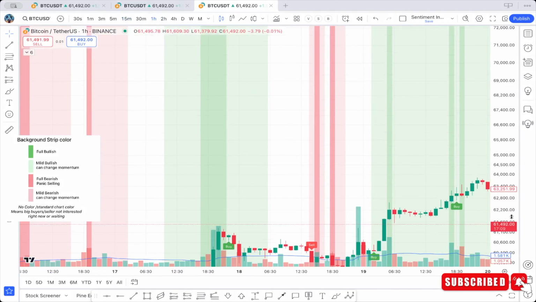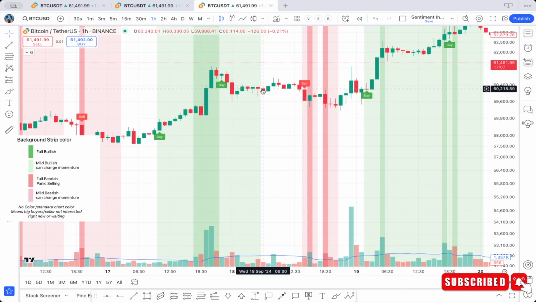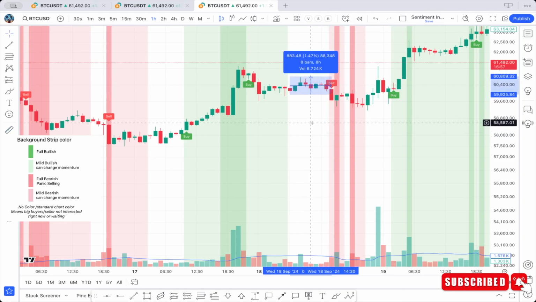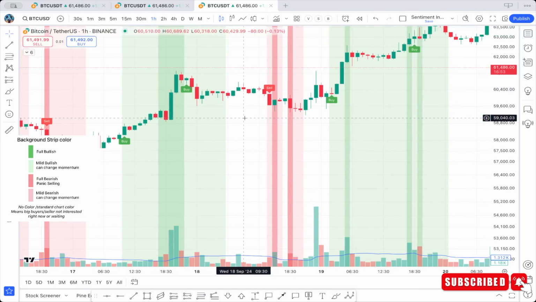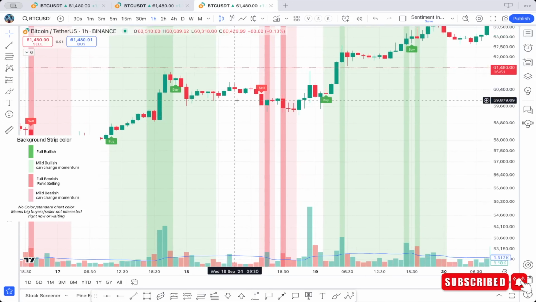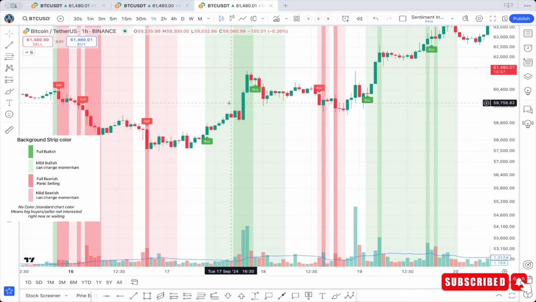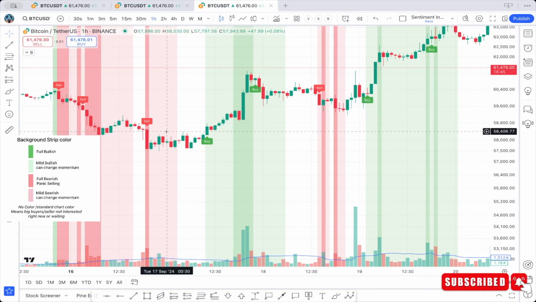And on the hourly chart as well, look at this. For those hours, looking at this chart, do you agree with me? Was there any momentum? No, right? And that's what the indicator is also telling you, that this is a no trading zone. Don't go for any trade in this area.